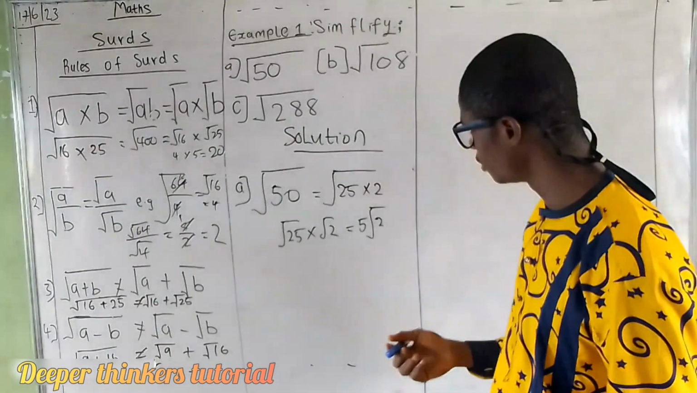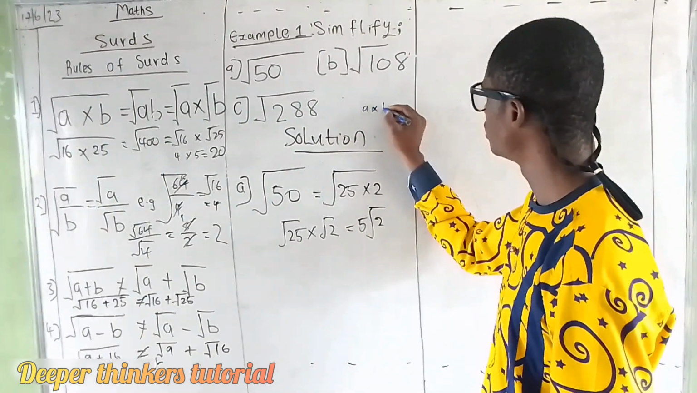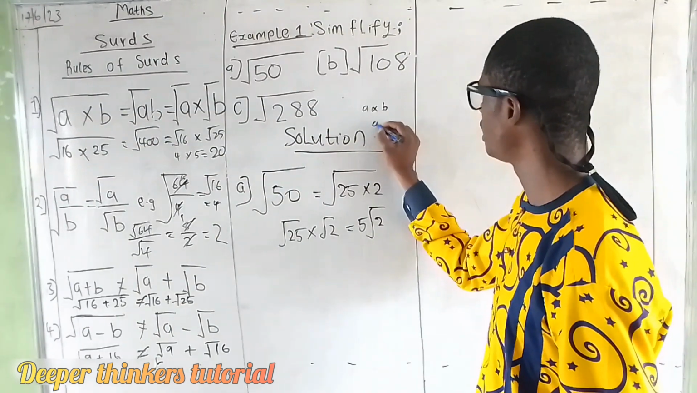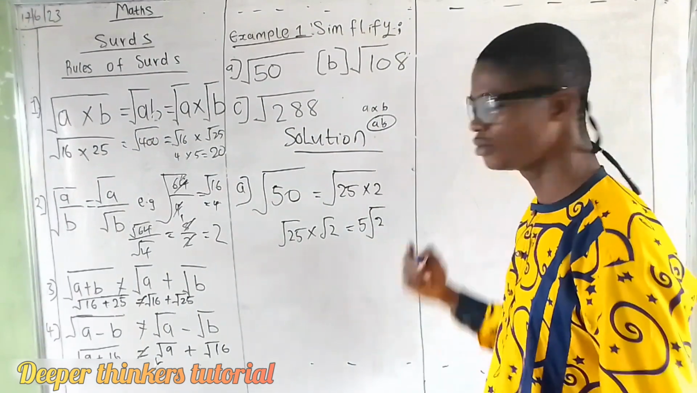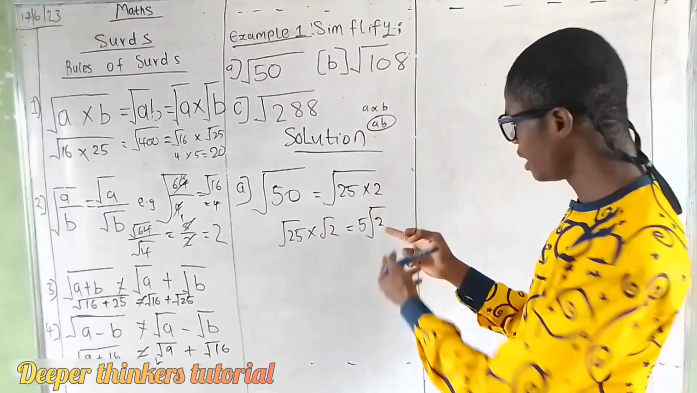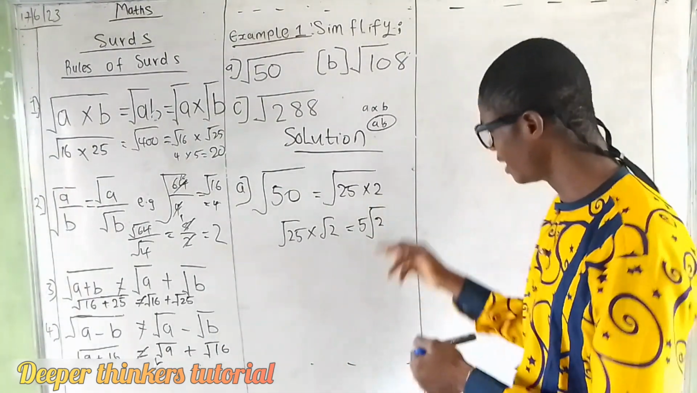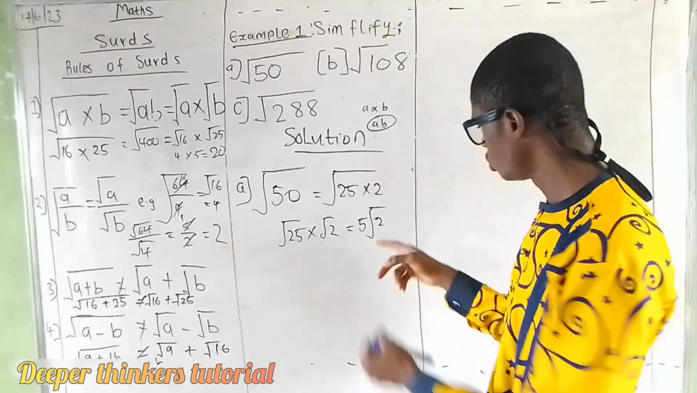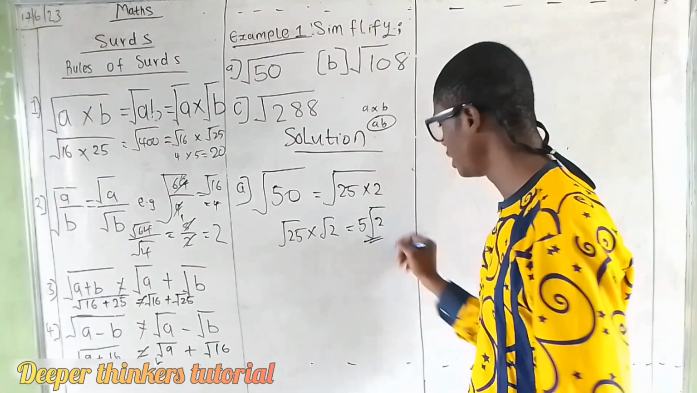So you see how it goes, just like saying A times B. Since they are not the same, it will be AB. So 5 and 2, they are not the same because 2 does not have any whole number as its square root. So they will just be together like that as the final answer.